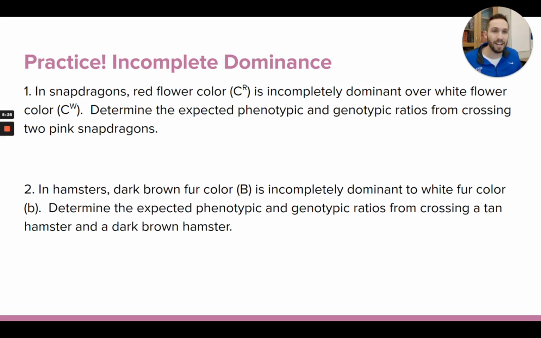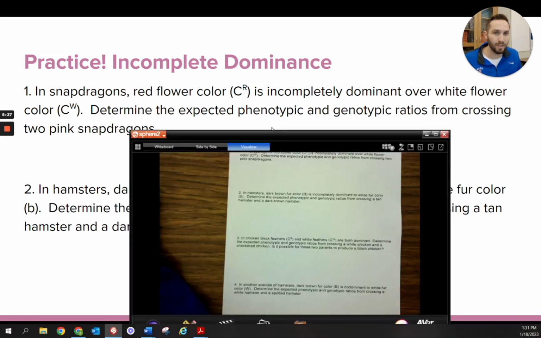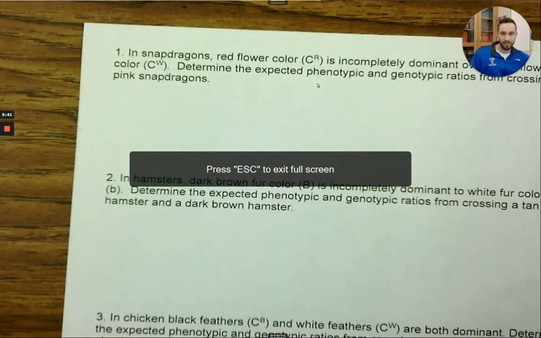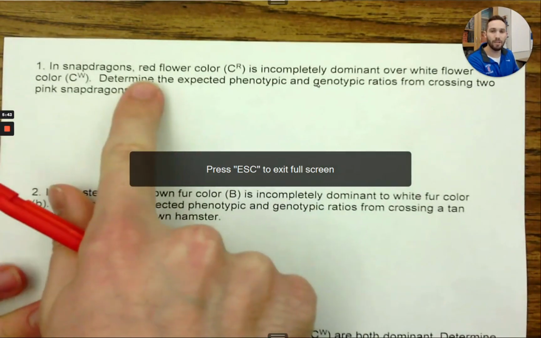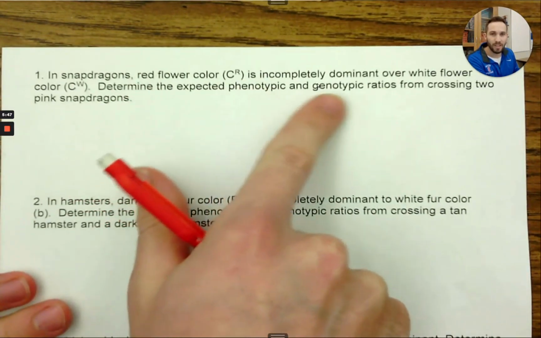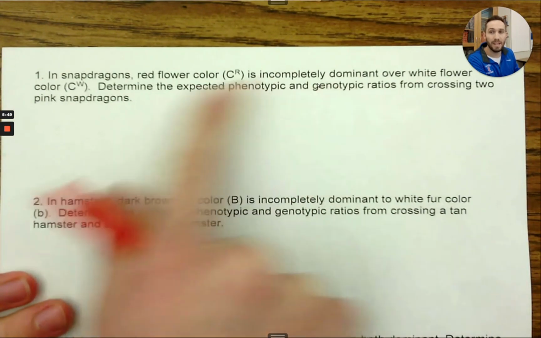But we just have to keep in mind now that when we look at the phenotypes, we have to be careful if we're looking at incomplete dominance or co-dominance, because that's going to affect the heterozygous phenotype. So here's an example. I'll pull up this sheet on my camera here. I'll do this first one with you. It says in snapdragons, red flower color is incompletely dominant over white flower color. Determine the expected phenotypic and genotypic ratios from crossing two pink snapdragons.